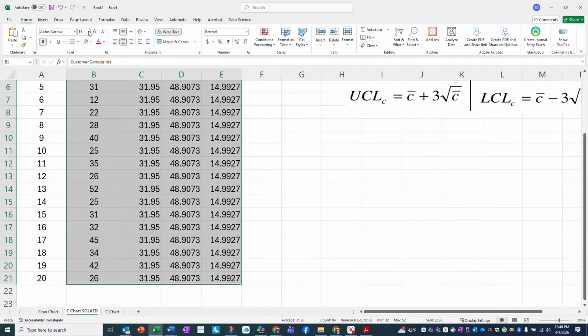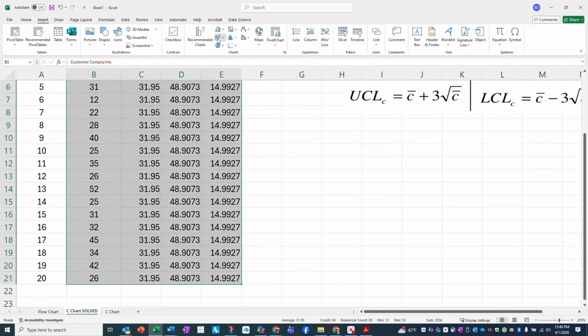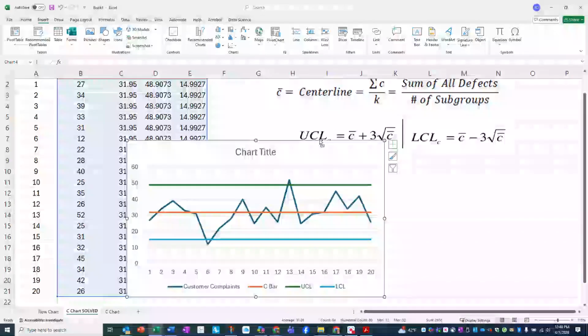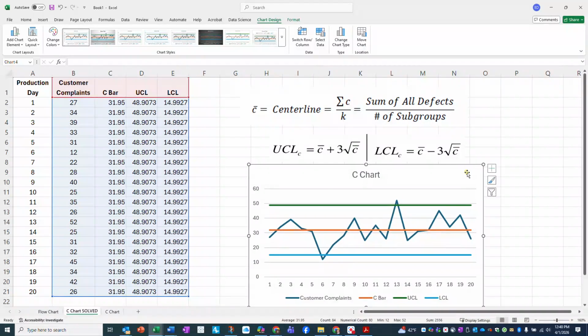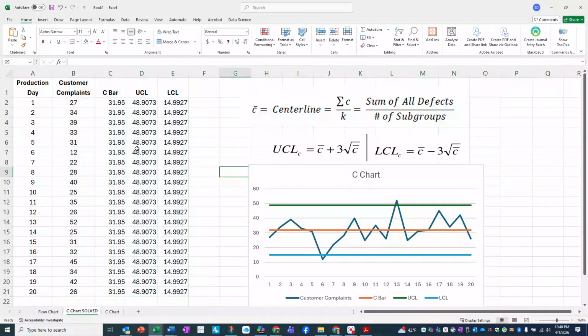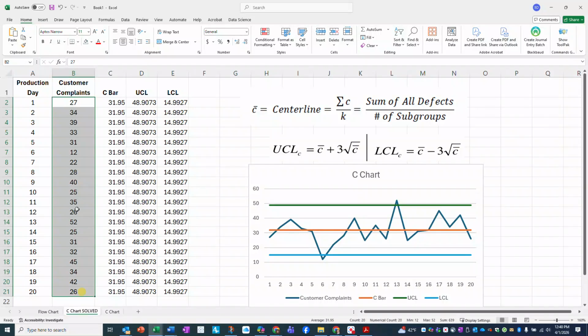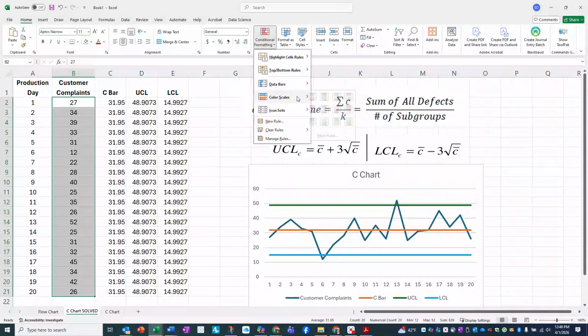We'll highlight these, insert our line graph, and here you can see we have our C chart. Now with this type of chart, the primary thing we look for is any points above or below the line here, right? And again, we can use conditional formatting if we want on this one.